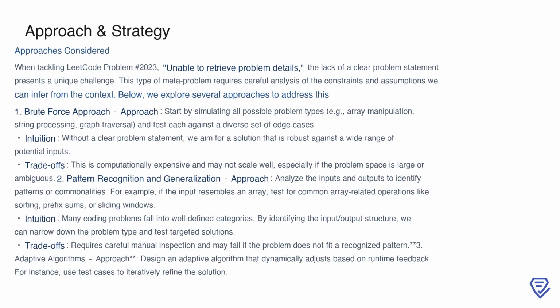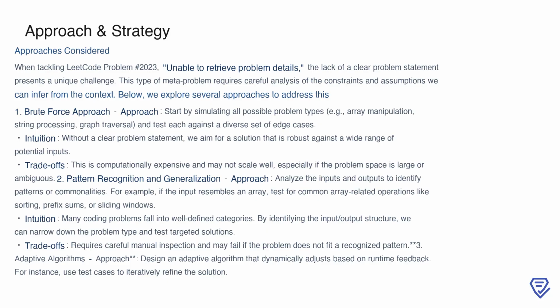Here, the idea is to analyze the structure of the inputs and outputs, looking for patterns or clues that might point to a specific problem category. For example, if the input looks like an array, we might test for operations like sorting or prefix sums. This method is particularly useful because many coding problems fall into well-known categories. However, it does require meticulous inspection and can fail if the problem doesn't match any familiar patterns.